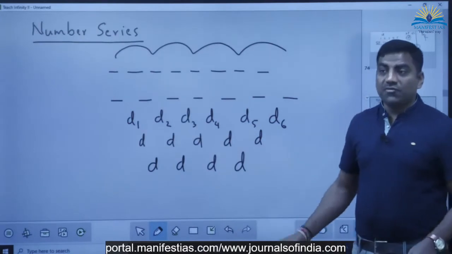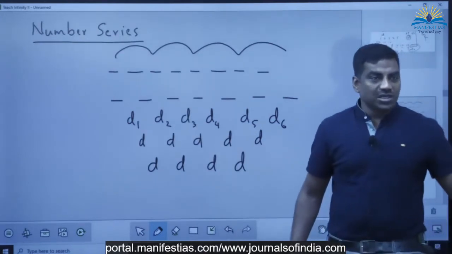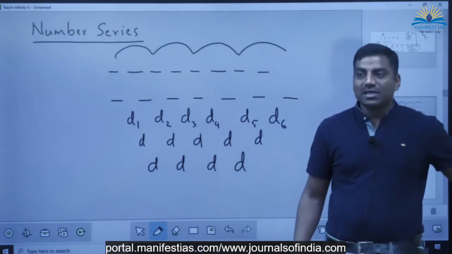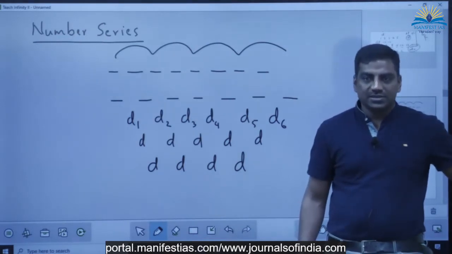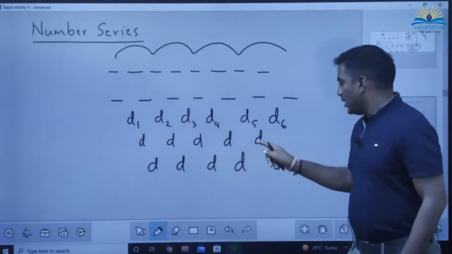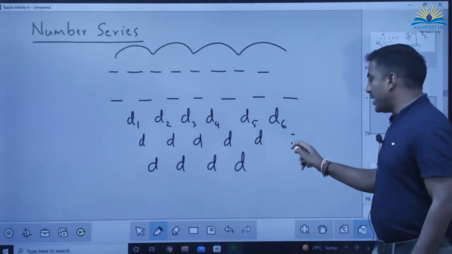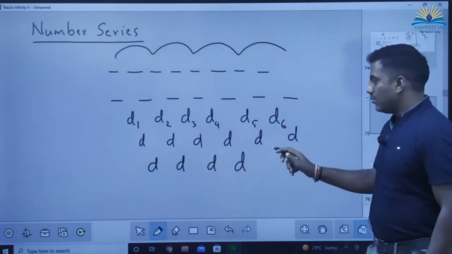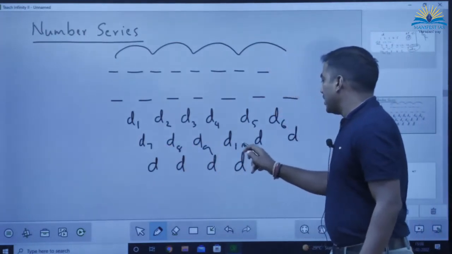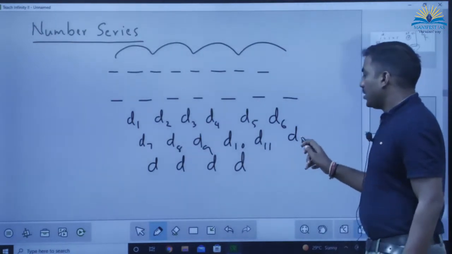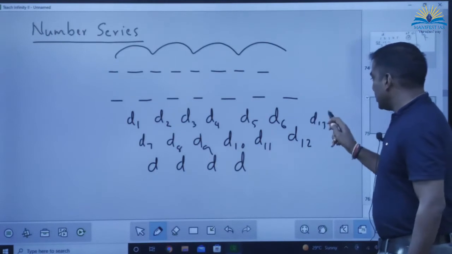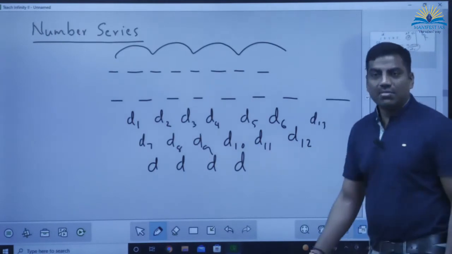At least try for 3-4 iterations. There are chances that you will get some connection between these things. Then what you can do? Analyzing this pattern, you can complete this pattern by writing something here. Maybe like after 6, 7, 8, 9, 10, 11, 12. After completing this, you may get this one. Then this one, finally you can fill in the blanks.